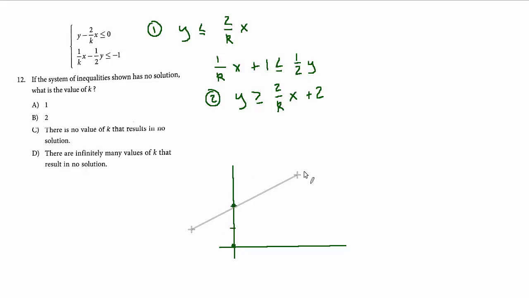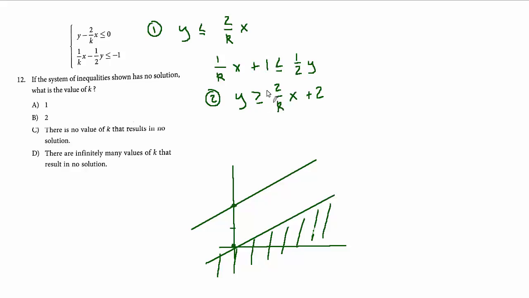Let's just draw a picture and guess what the slope is graphically. So the first graph is the entire area below the line 2 over k times x. So that's everything down here. And the second graph is everything above 2 over k times x plus 2, this y-intercept. So then the question is, what's the value of k that makes it so this system of inequalities has no solution?